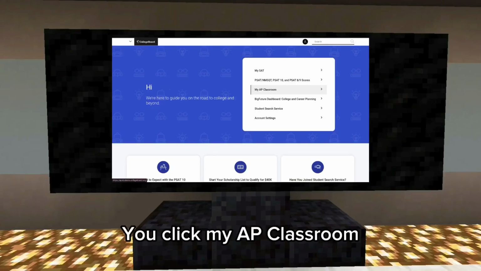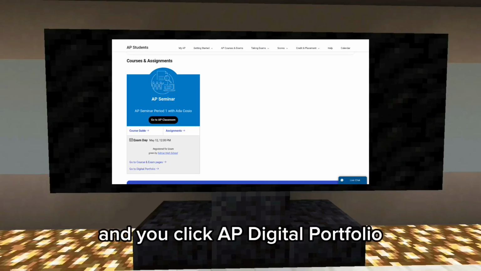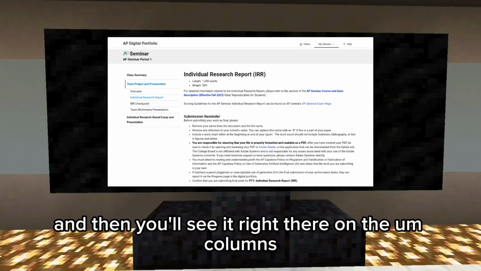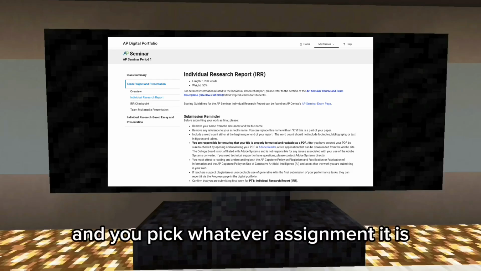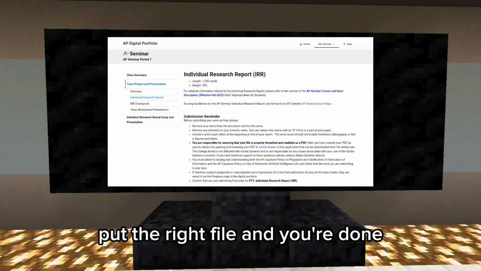Uploading to College Board is hard to navigate when you've never used the website before. You click My AP Classroom, you go to AP Seminar, obviously, and you click AP Digital Portfolio, and then you'll see it right there on the columns, and you pick whatever assignment it is. You carefully put the information in, put the right file, and you're done.